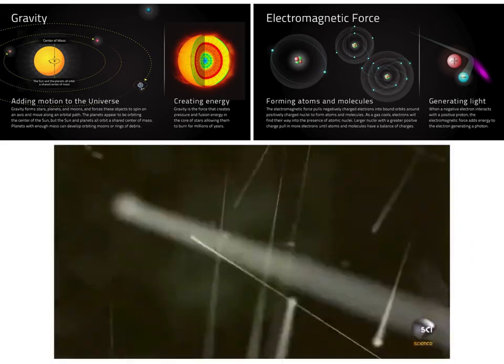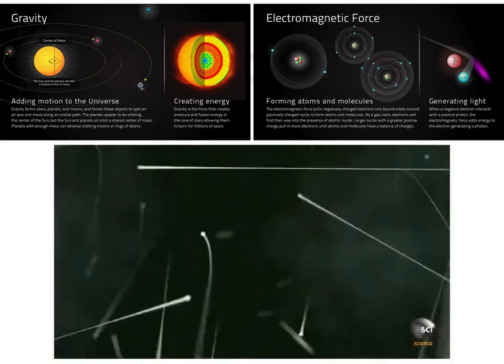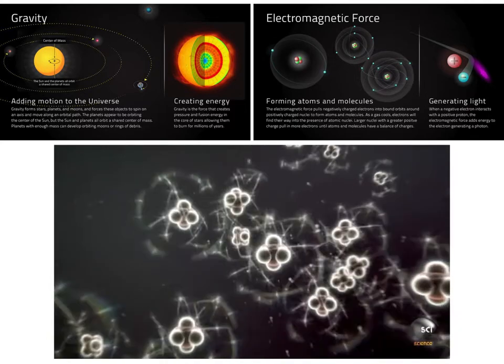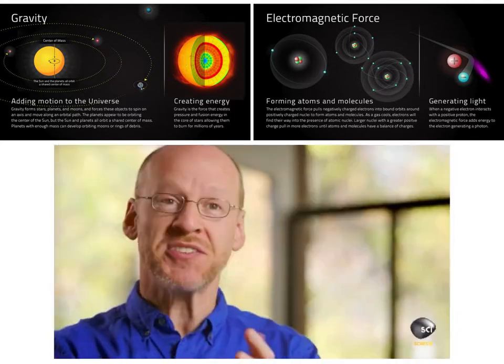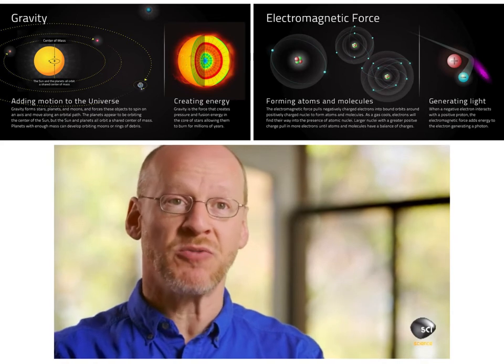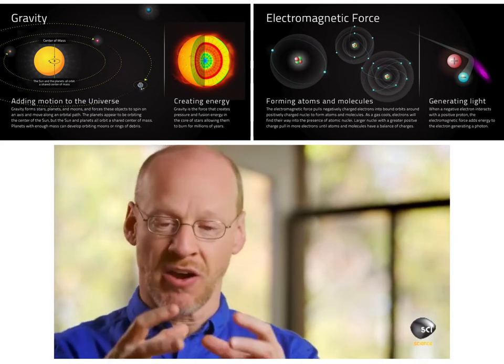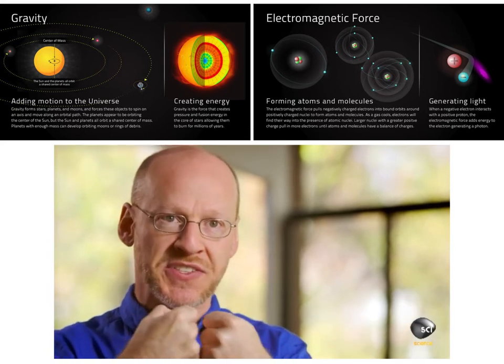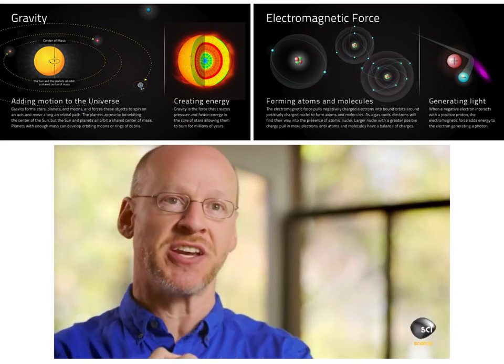Electromagnetism not only holds everything together, it makes things feel solid. When you touch something, that's the electromagnetic force as well. We have electrons in our atoms and they repel each other, and when you try to touch something, those forces keep you from actually physically touching it.